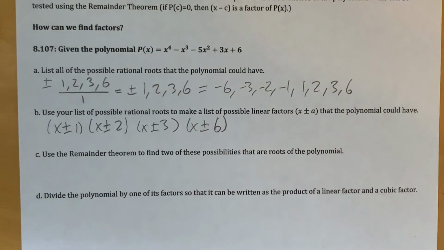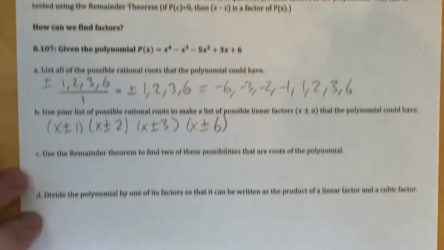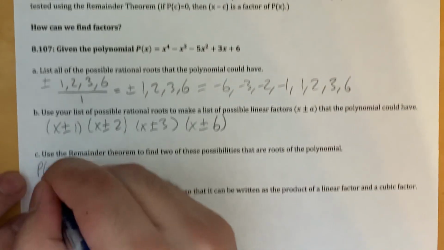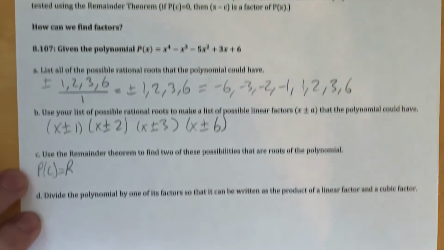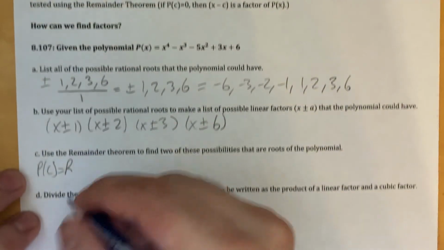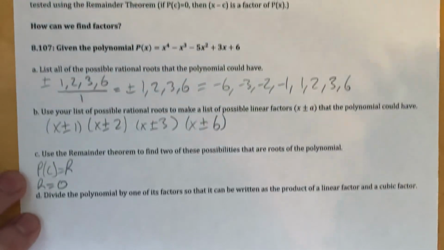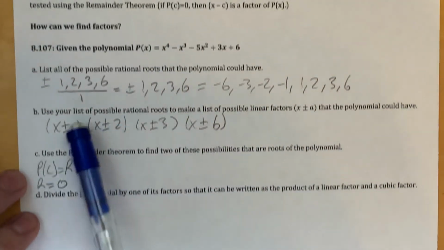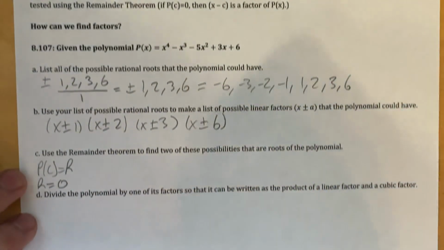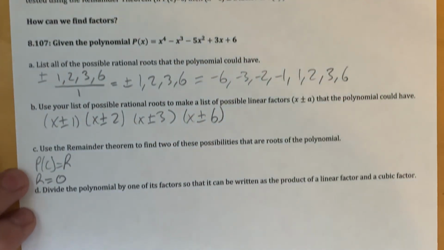Use the remainder theorem to find the two of these possibilities that are roots of the polynomial. So remember what we did with the remainder theorem. It's P of c equals R, and to get a root of the function, R must equal 0. R has to equal 0. So that's what we want to know. We want to know for what c, which of these gives us equal to 0. Yes, you guys are going to have to plug and find it out.